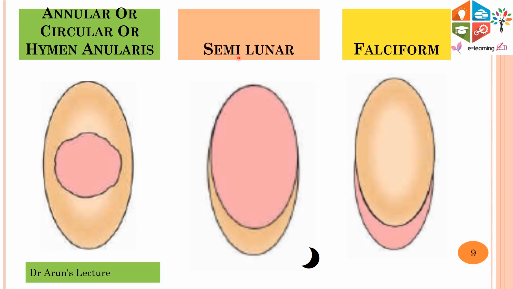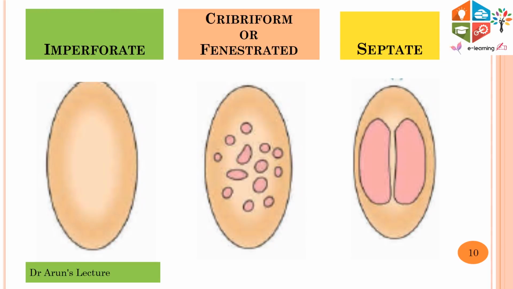And here the opening is a clear, circular, central opening. In the case of semilunar, it almost looks like a crescent, and in the case of a falciform type of hymen, we have a sickle-shaped opening. Coming to other types of hymen, there is the imperforate type of hymen, and here there is no obvious central opening.